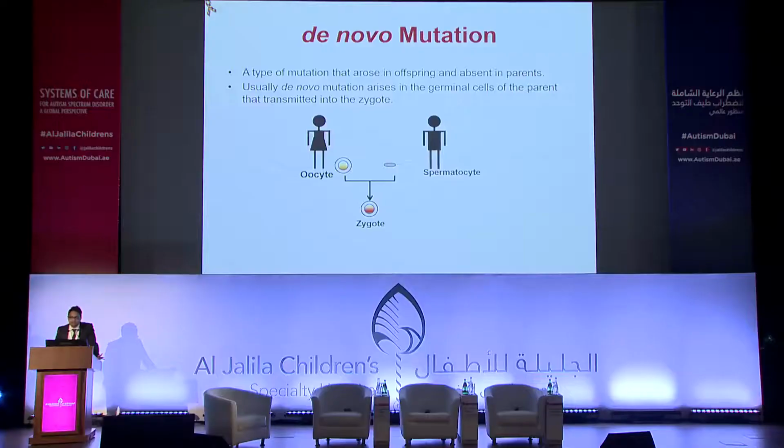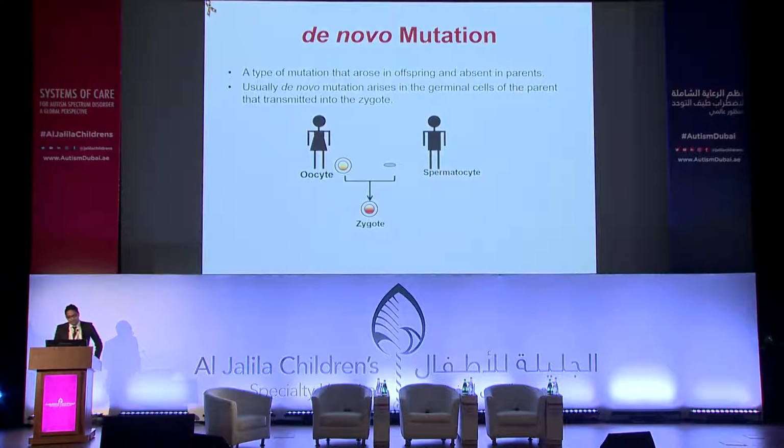I'll give you an example. The first genome took 13 years to sequence, and billions of dollars were spent in the USA just to make the blueprint. Now you can sequence multiple genomes in one day. So the mutations that we see can be inherited from parents, or they can be de novo, meaning new mutations. The most relevant mutation for autism spectrum disorder is actually the de novo mutation.